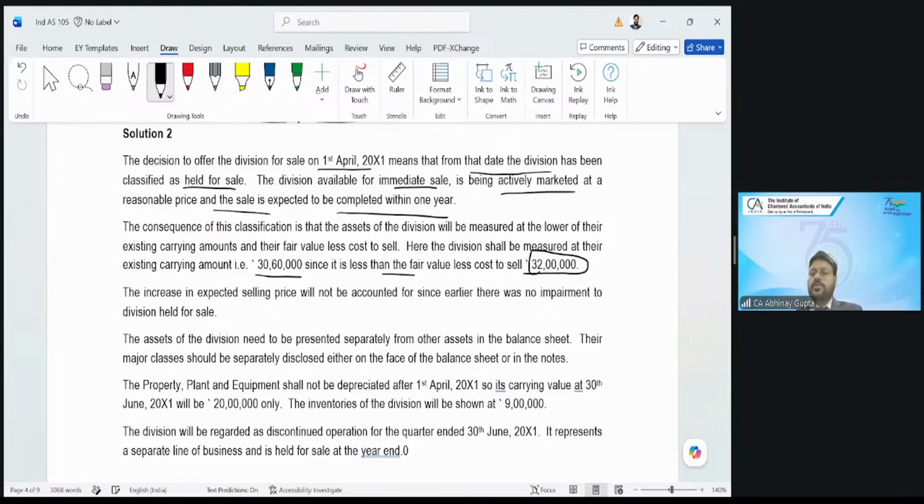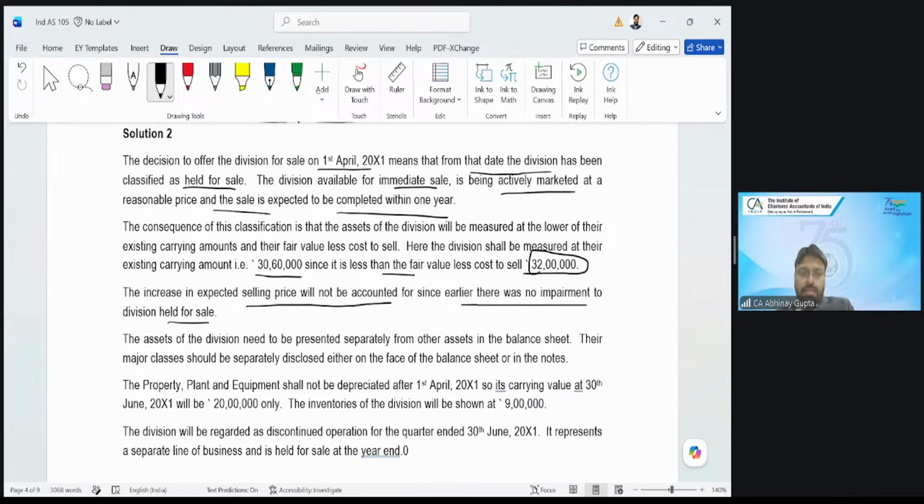Because fair value less cost to sell is higher as compared to the carrying amount, whatever is lower, that is the carrying amount, will continue to be recorded. We do not recognize gains ever under Ind AS 105 if the fair value less cost to sell is higher than the carrying amount. The increase in expected selling price will not be accounted for, since earlier there was no impairment on the division held for sale, right? So the increase is not to be accounted for in this case.